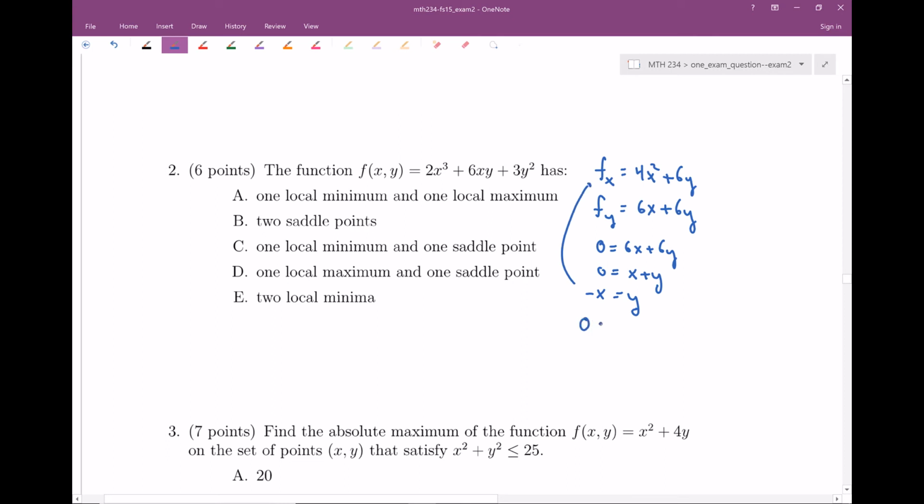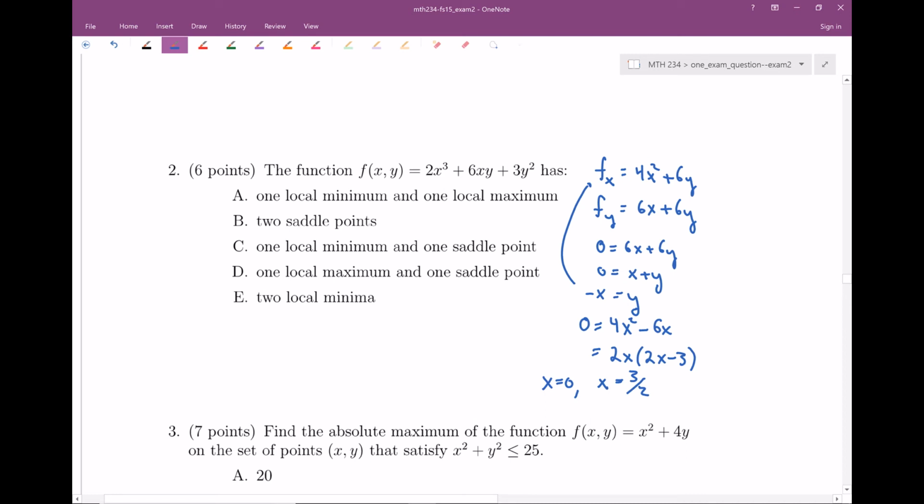Remember, we want this one equal to 0 as well. So I get 4x squared minus, because y is equal to negative x, this is going to be minus 6x. If I factor this a little bit, I can factor out a 2 and an x, and I'd have 2x minus 3 left over. So this gives me either x equals 0 or x equals 3/2.